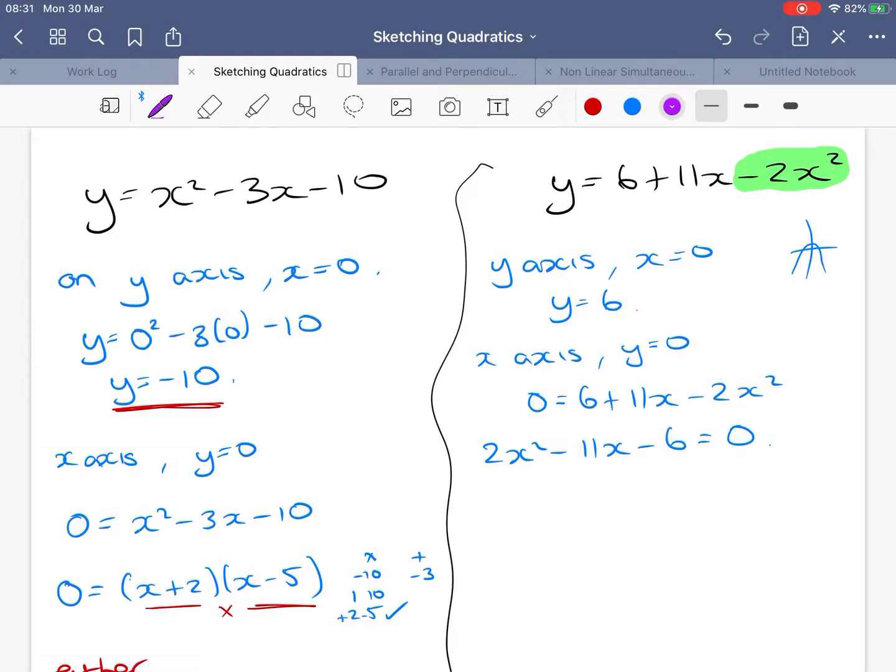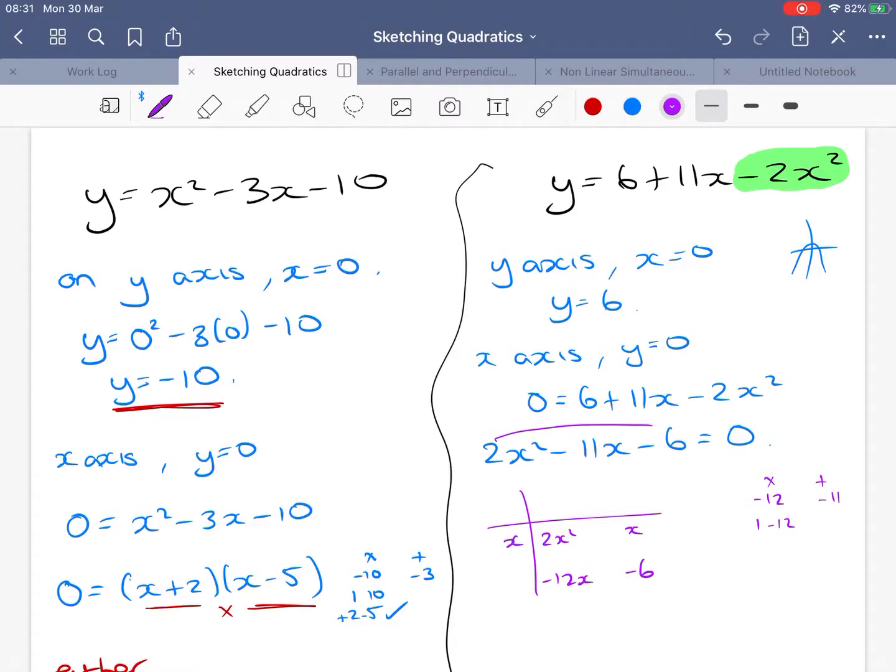Right, here's my slightly longer process for this one. So I need two numbers that multiply to make -12, and they add to make -11. Well, 1 and 12 is going to work, and it's going to be -12 and 1. So remember, this is my grid method now. 2x squared in the top left, minus 6 in the bottom right, and I'm going to put the x and the -12x like that. Let's factorise that top row.